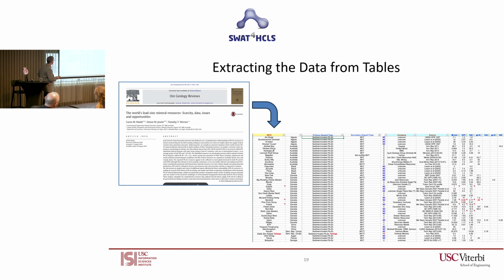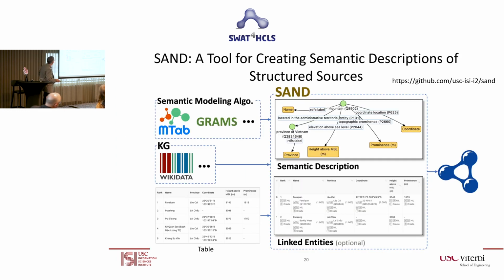But okay, so how do we take a table like this and map it? We've been developing some tools over the years for automatic table understanding. The current tool we have now is called SAND. This is essentially a general tool for trying to learn and then show the user the mappings for the tables. And one of the nice things about this tool is that it can take in a number of different semantic modeling algorithms.